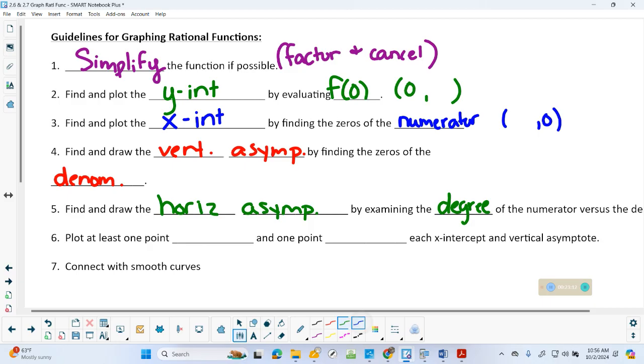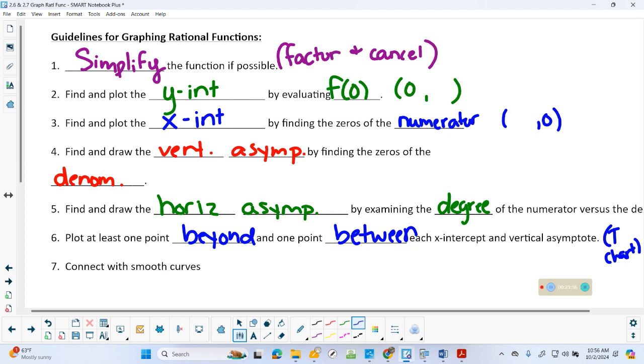All right, from there, it's a T-chart. I'm just getting some points and plotting them. So plot at least 1 point beyond and 1 point between each x-intercept and vertical asymptote. You're just getting some points off the T-chart. And of course, you're going to connect them with smooth curves, okay? So just to kind of give you some guidance here, just to kind of summarize it.